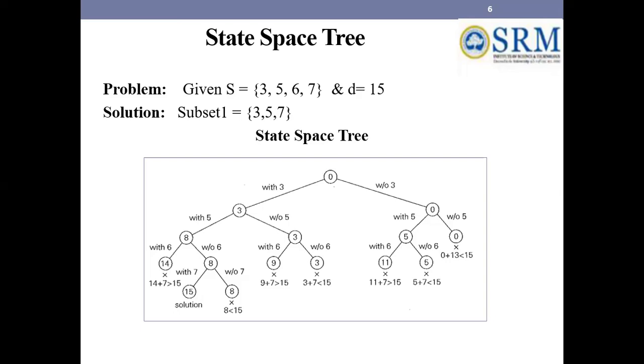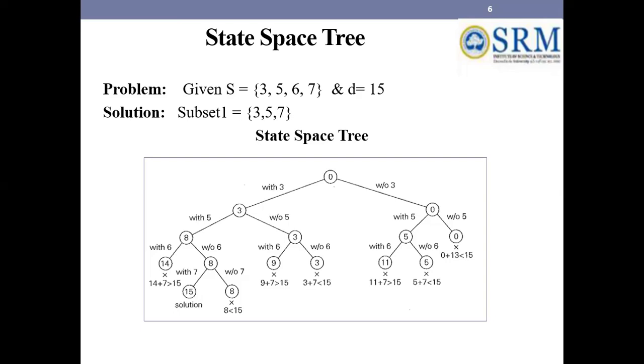So for 3, adding 5, the sum is 8. On the right side, without adding 5, the value 3 remains as it is. And for 0, if you add 5 to 0, the child value is 5. If you don't add 5, the value stays the same as the parent, 0. And the second level is over with the second element 5.